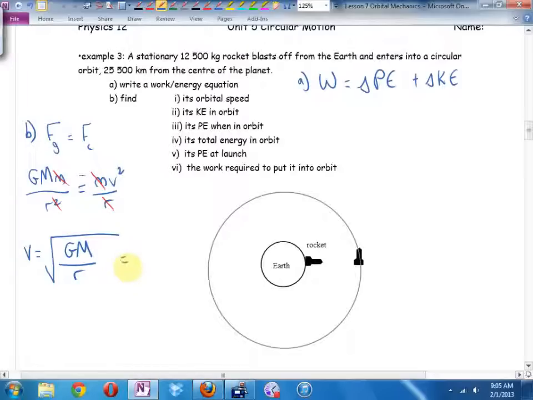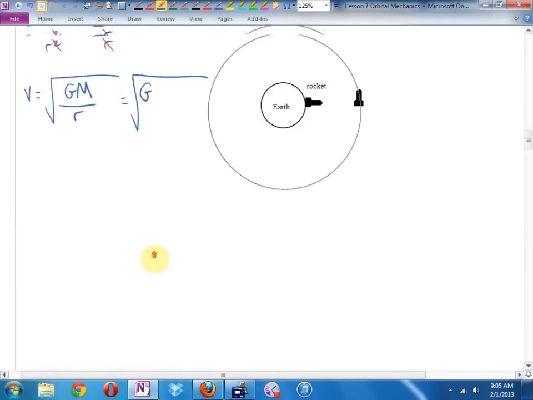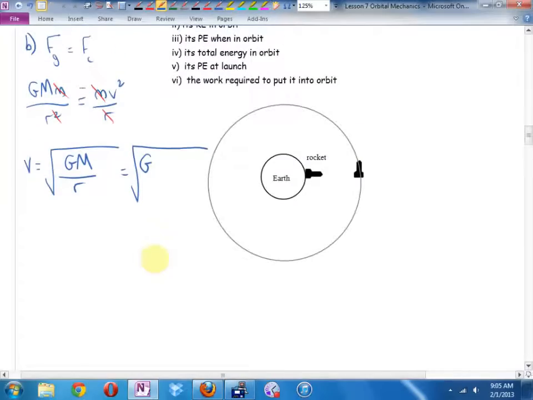Because I'm running out of room, I'm just going to write big G. I know it's 6.67 times 10 to the negative 11, but I notice I'm finding 5 things, and I have one. I'm going to have to write small here. So mass of the Earth, 5.98 times 10 to the 24th, all over.